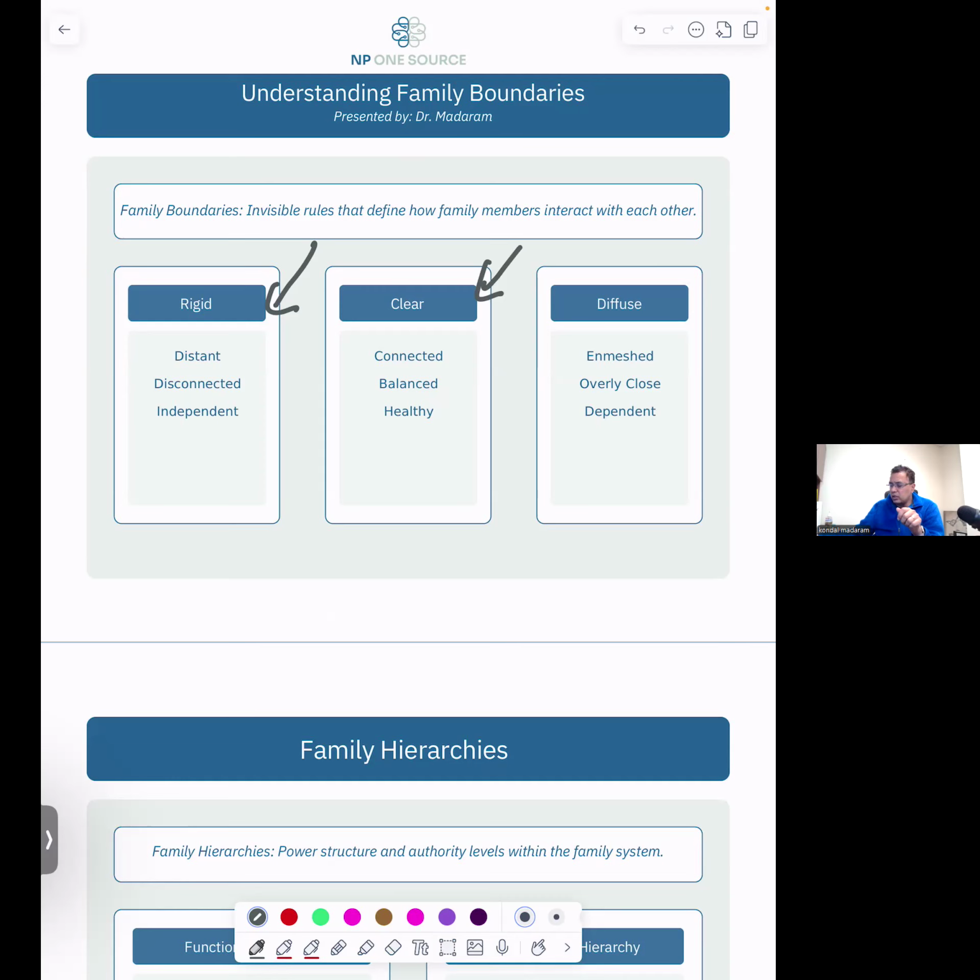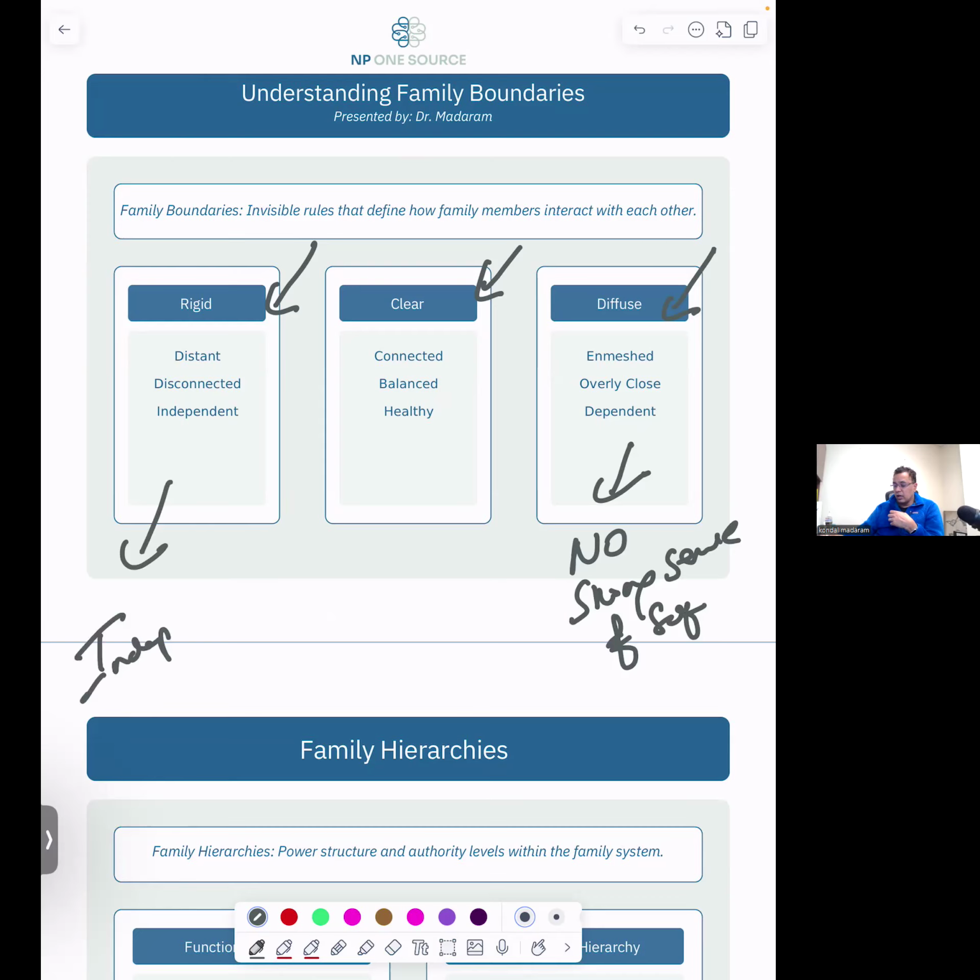Then there are diffuse boundaries, in which families are overly close or enmeshed, and this dependency often leads to challenges such as lack of privacy and personal space, making it difficult for individuals to develop a strong sense of self. So in diffuse, there is no strong sense of self. In rigid, you become more independent. So this is like the opposite spectrum. So you want to understand that.